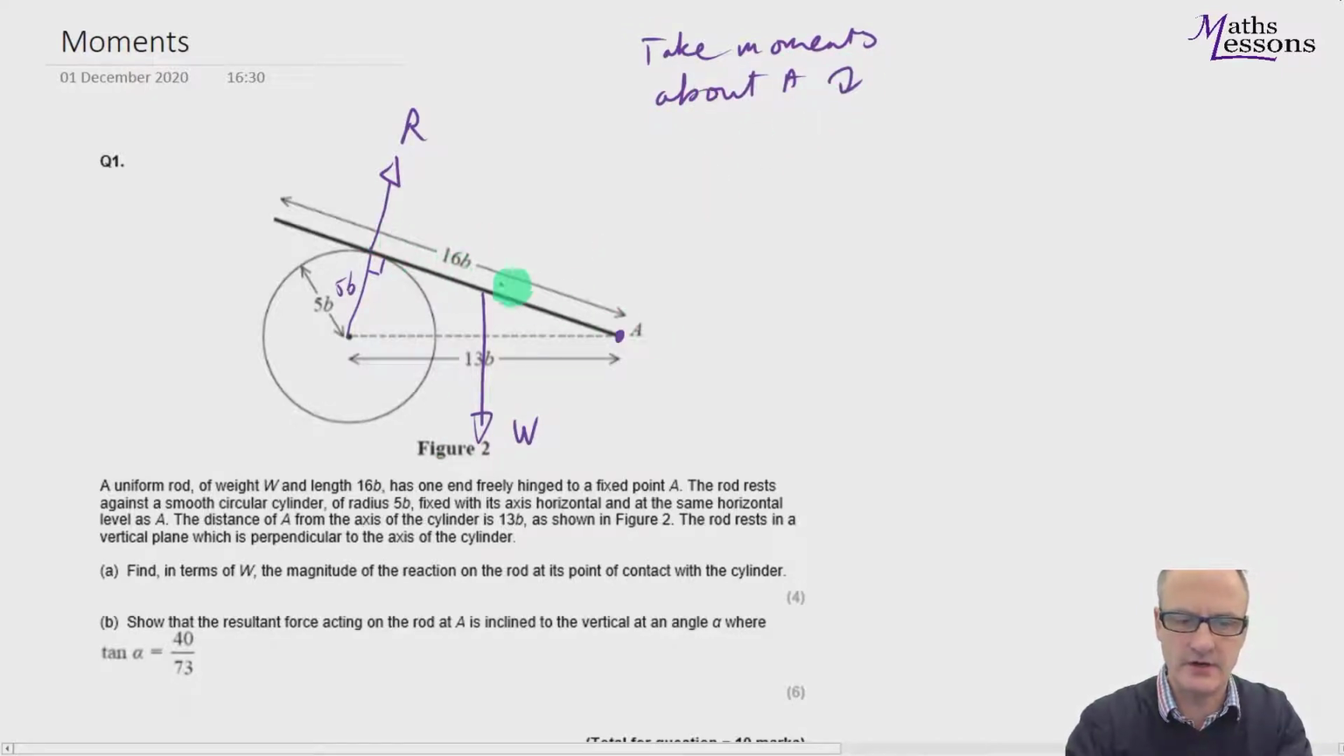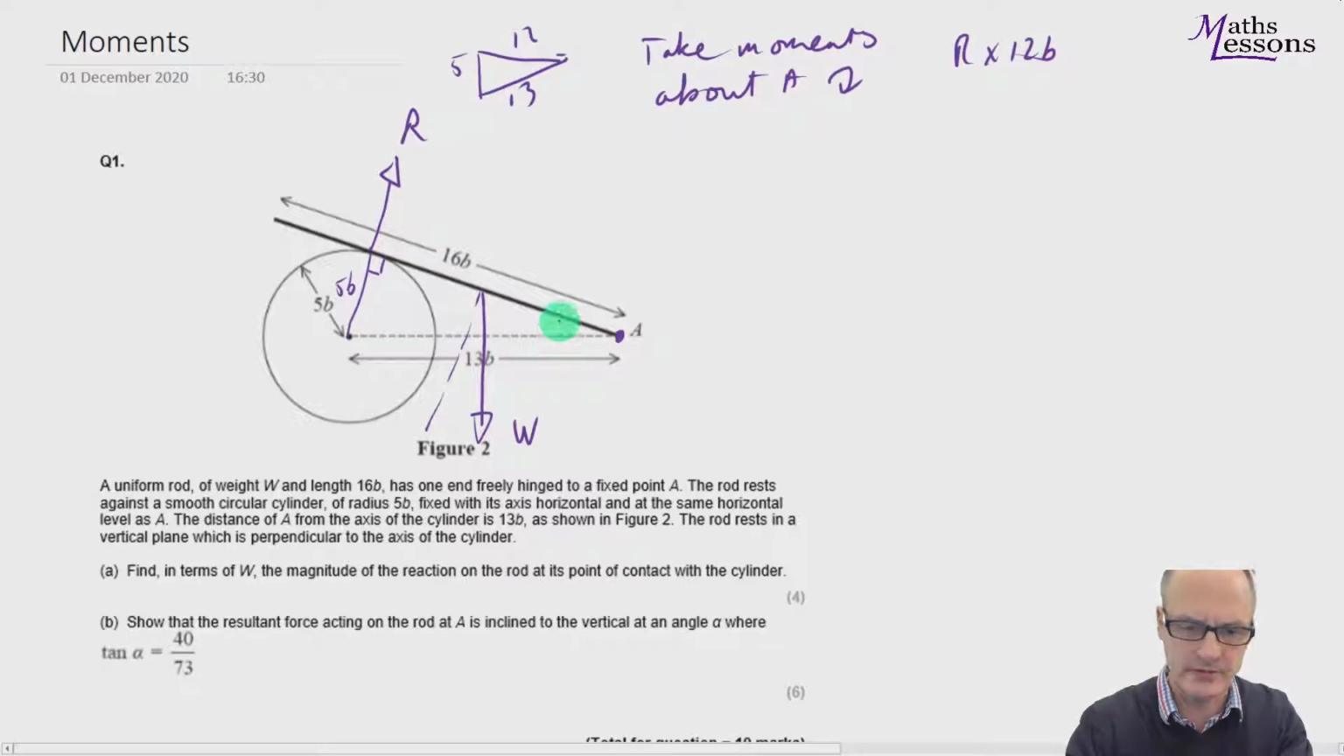So we're going to have R times 16, not 16b actually, because we know this radius is going to be 5b and that's going to be 13b. Now what you should realise is what we have here is a 5, 13, 12 triangle going on here. So therefore this distance here will actually be 12b. So we're going to have R times 12b will be the clockwise moment, and then we're going to have a bit of W.